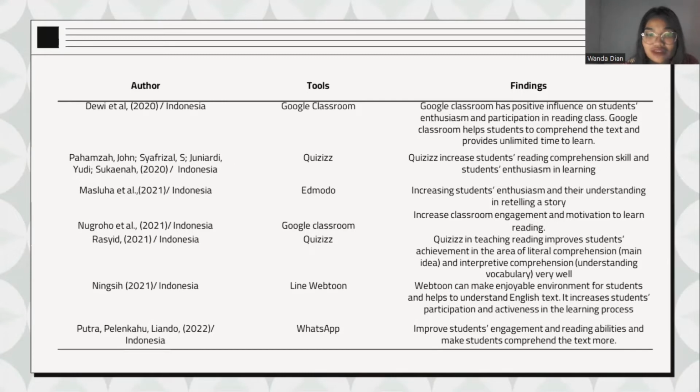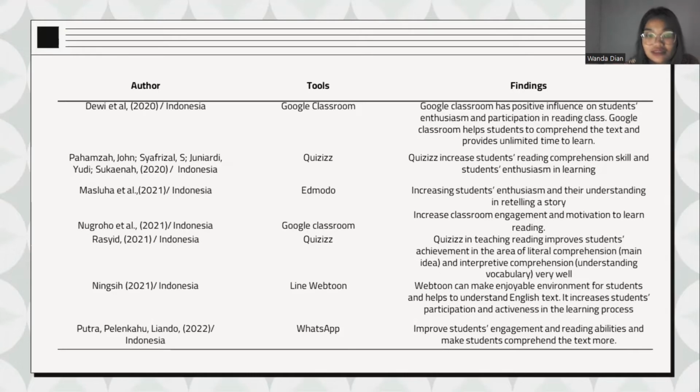Next, Brazil 2021 also conducted a study on the effect of quizzes on students' reading skill. The study revealed that quizzes in teaching reading improve students' achievement in the areas of literal comprehension, main idea, and interpretive comprehension, and in understanding vocabulary very well. The next study, conducted by Mingse 2021, examined the effect of Line Webtoon on students' reading skill. The study found that Webtoon can make an enjoyable environment for students and help them understand English text. It increases students' participation and activeness in the learning process.